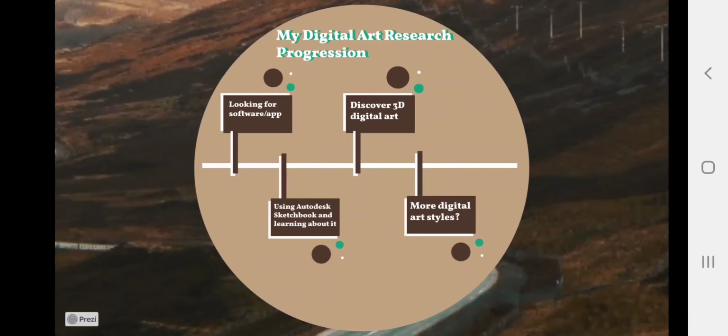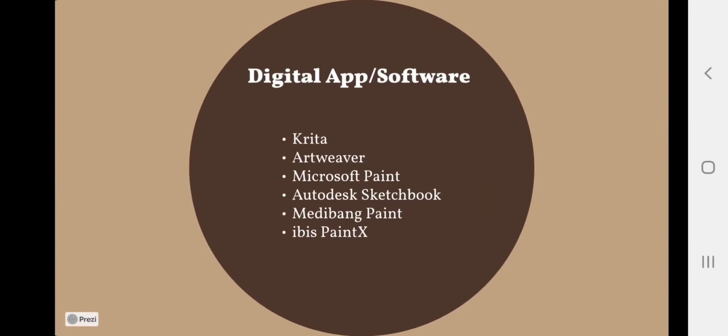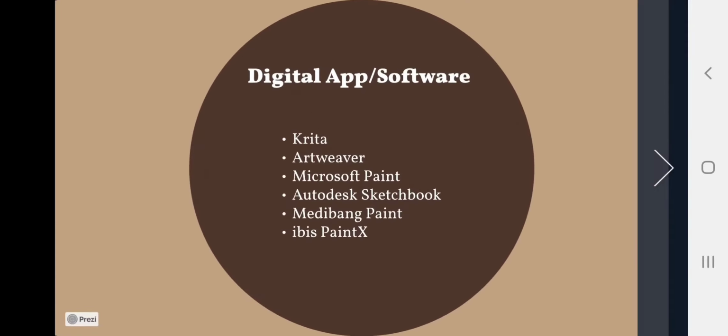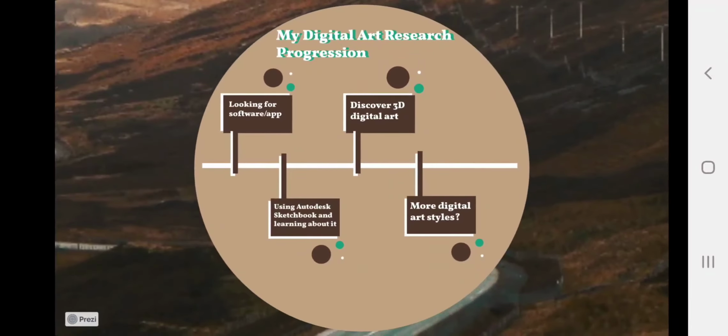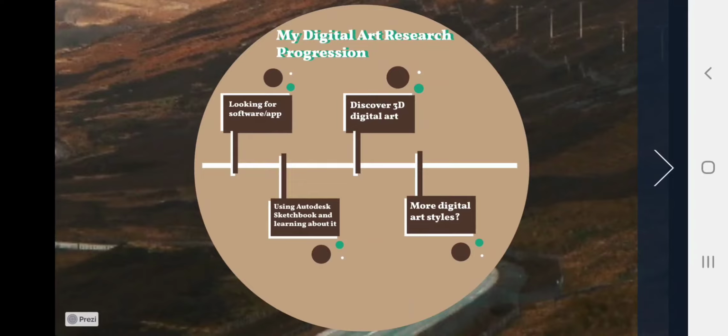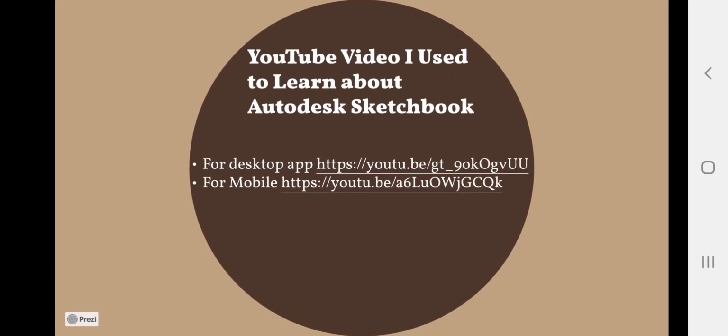My progress for digital art was sort of like this. I started by looking for software and apps. This is a list of some that I looked into. In the end, I settled with Autodesk Sketchbook and started learning about it. These are two videos I looked at, the first one being for the desktop app and the second one for mobile. Even though I used the mobile app, I still looked into the desktop video.